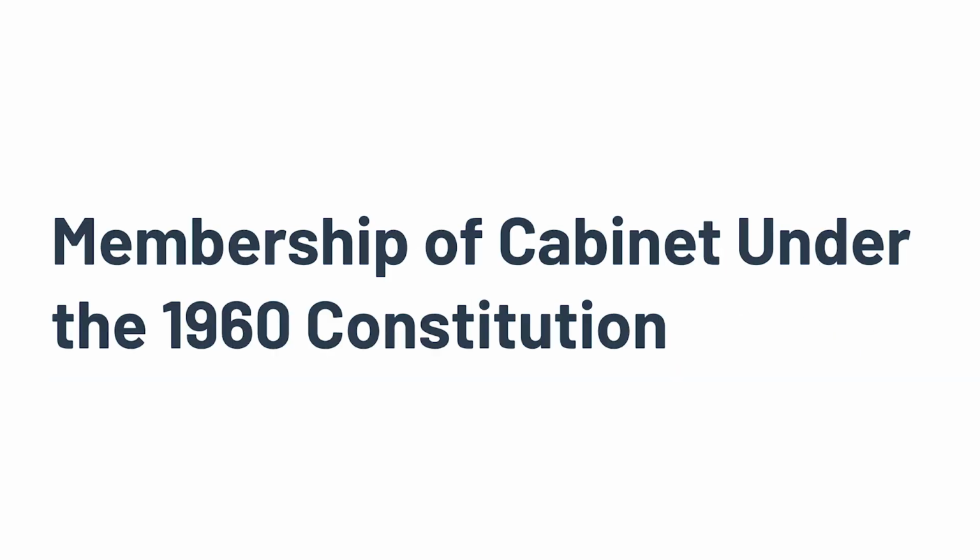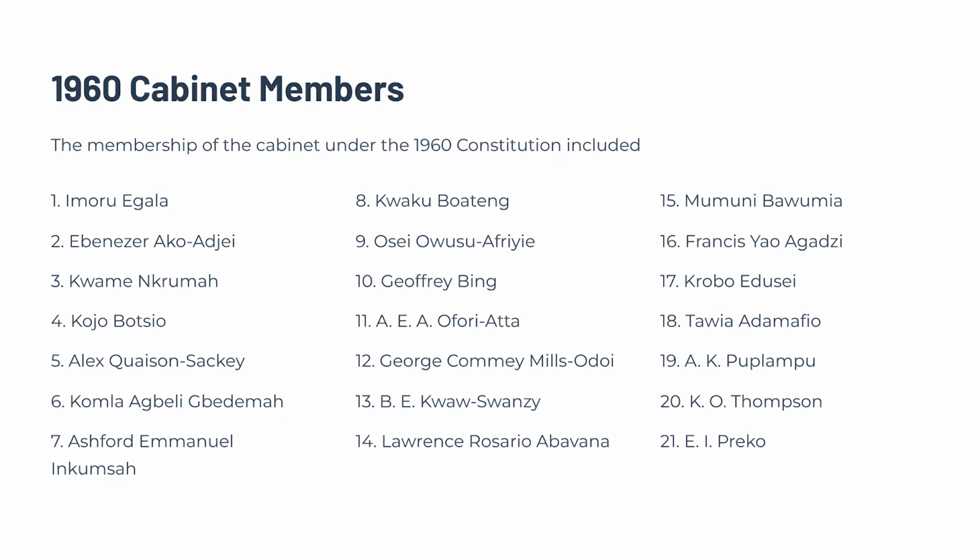Under the 1960 constitution, the cabinet included several key members. Let's go over a few names. Imoro Igala, Ebenezer Akwa-Adjei, Kojo Botsio, Alex Kwezon-Sake, Komla Agbeligbe-Dema, Kweku Boateng, Krobo Edusei, Francis Yao Agadzi, Mumuni Bawumia, Jeffrey Bing, AEA Oforiatta, and others. These leaders helped run government ministries and supported the president in national decision-making.